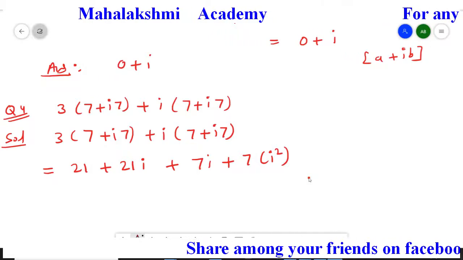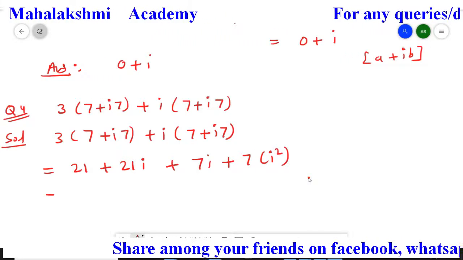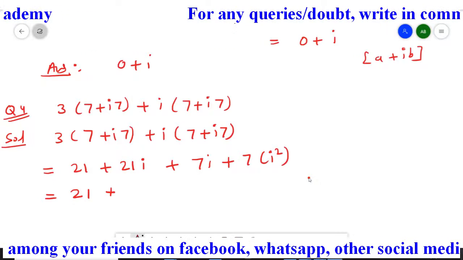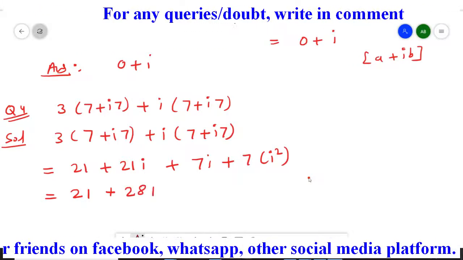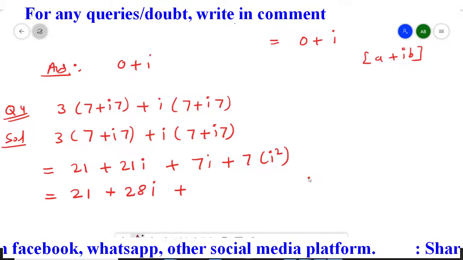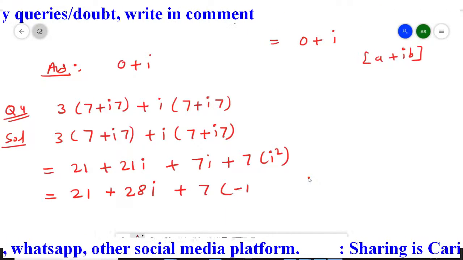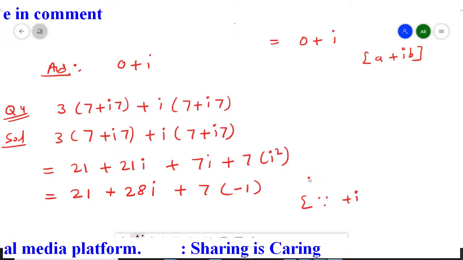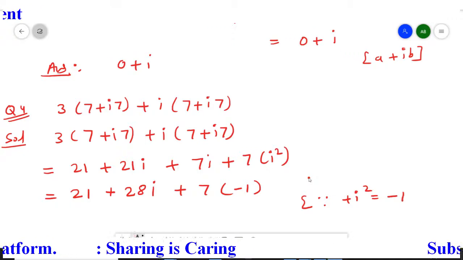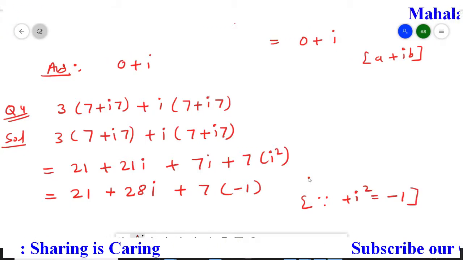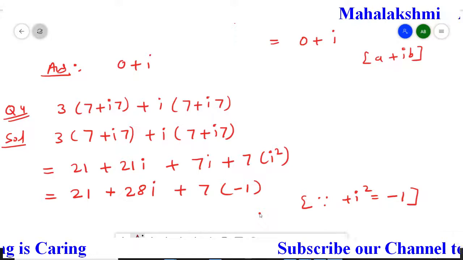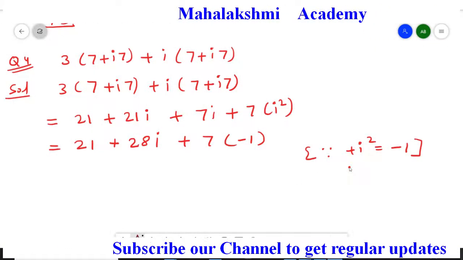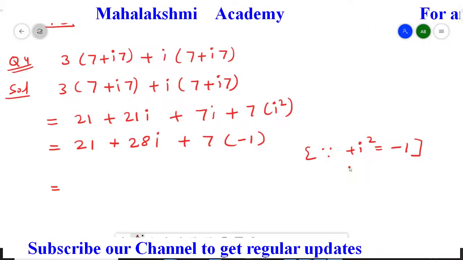Now here, 21 we will write as it is. 21 iota and 7 iota is going to be 28 iota plus 7 multiplied by minus 1. Now why did we write this? Since we know that iota square is minus 1. So all these formulas you have to learn. These are very important formulas, and they are available in your NCERT book. So learn them, because we are directly using them in the exercise.